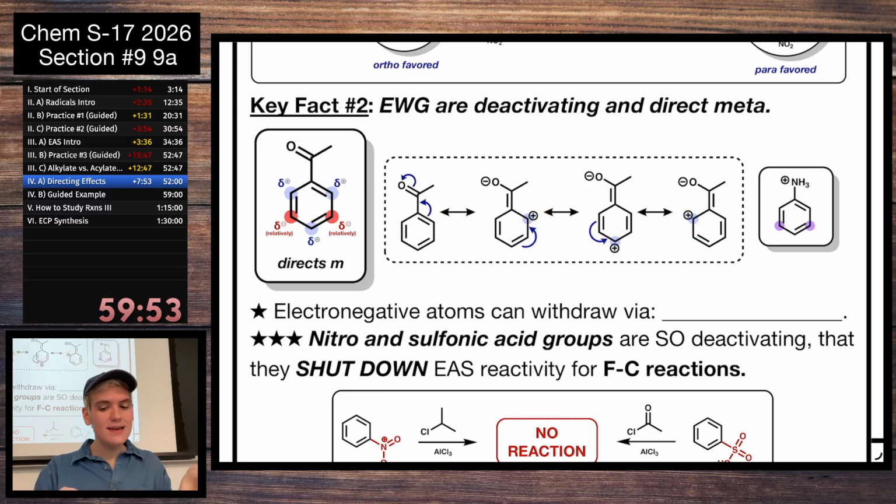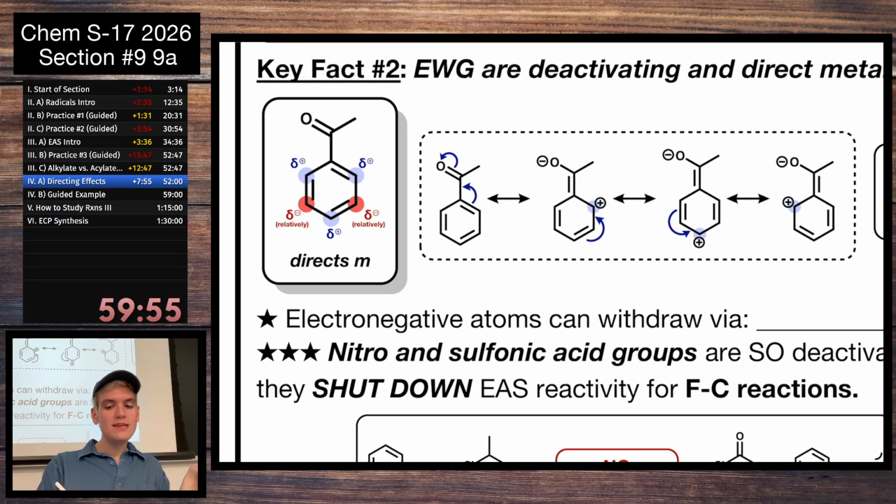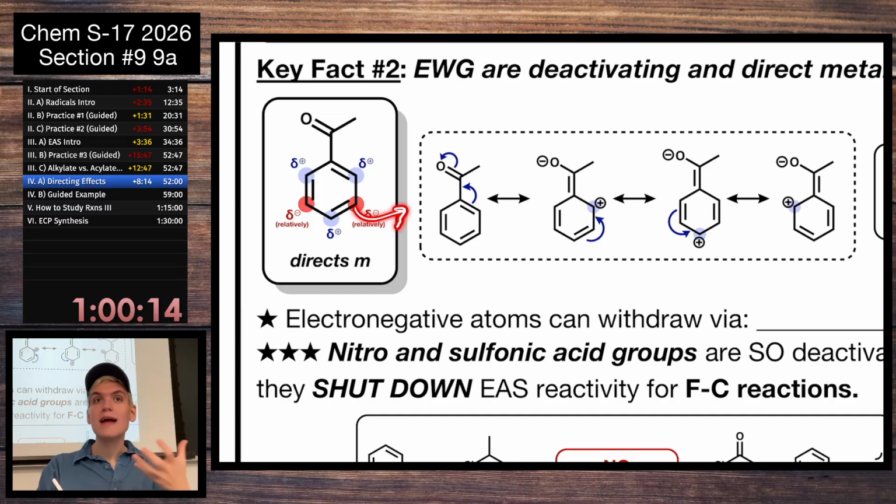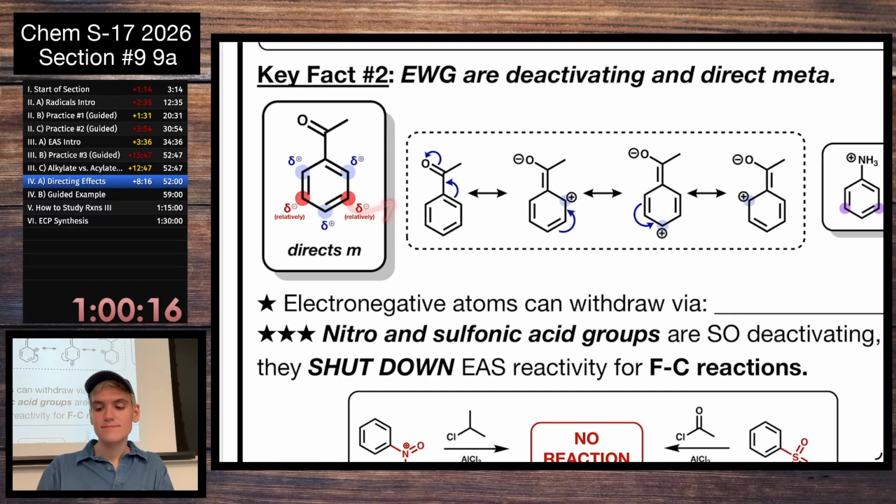So I know that this is kind of weird logic, but if these are really electron deficient, then that means the meta positions relatively have more electron density around them. They are the only carbons that don't have a positive charge in resonance when you're tossing it around. And so that's why if this benzene ring is going to go and attack something, it's going to add meta. It's going to direct the next thing to be meta.